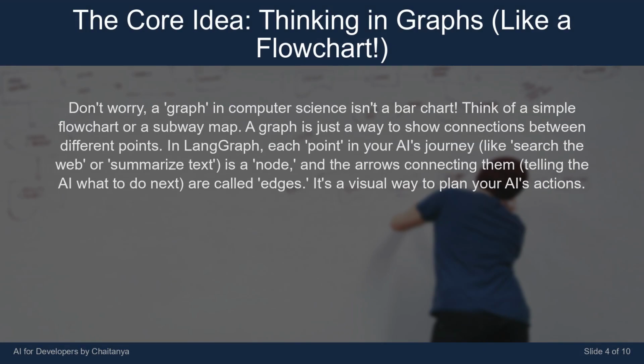Don't worry, a graph in computer science isn't a bar chart. Think of a simple flowchart or a subway map. A graph is just a way to show connections between different points. In LangGraph, each point in your AI's journey, like search the web or summarize text, is a node, and the arrows connecting them, telling the AI what to do next, are called edges. It's a visual way to plan your AI's actions.